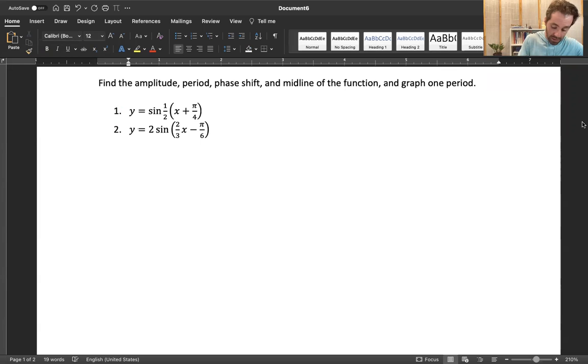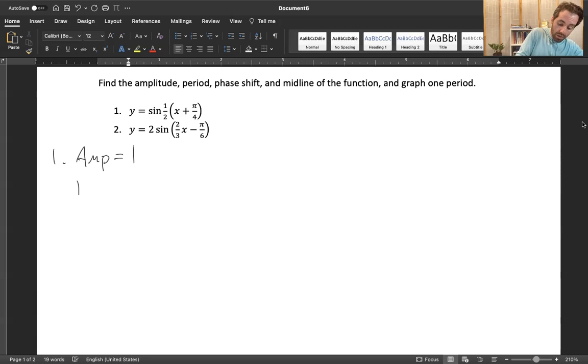The amplitude of this is the number in front of the sine, not the number on the inside. So the amplitude is 1. When there's no number in front of it, then it's implied that the number there is 1. So the amplitude is 1.